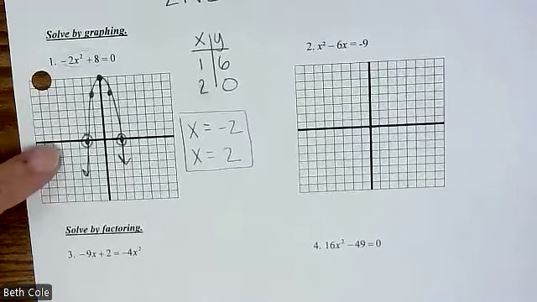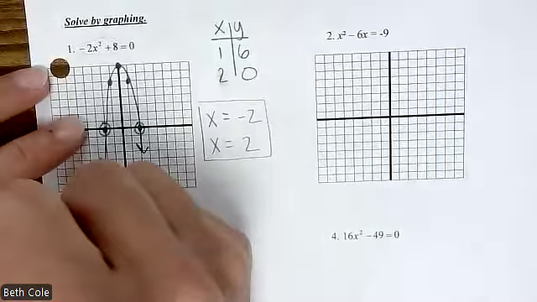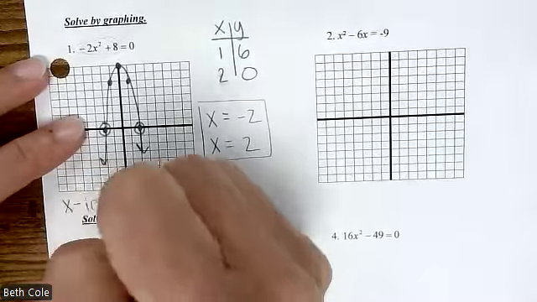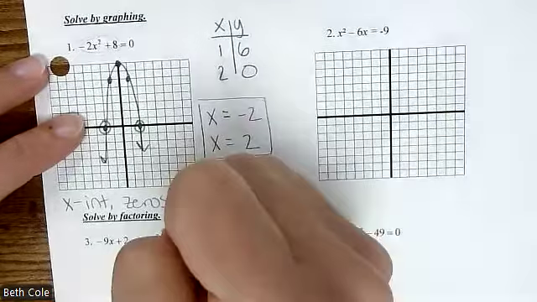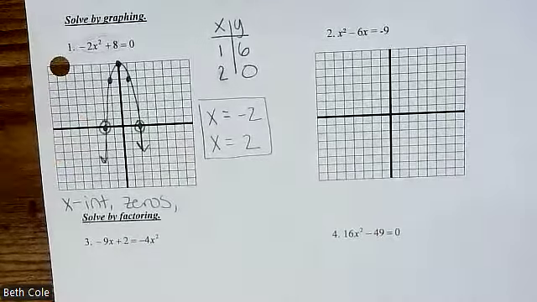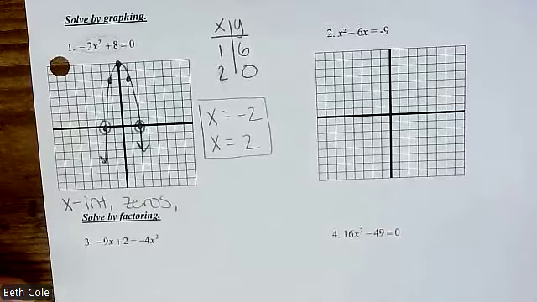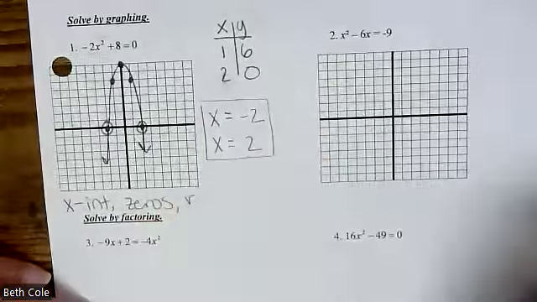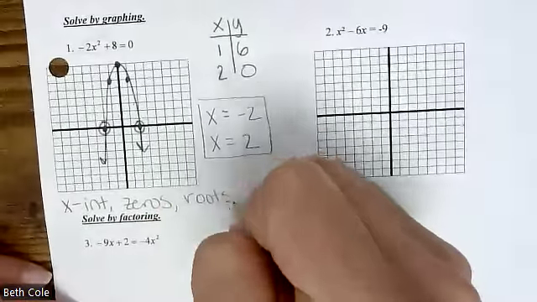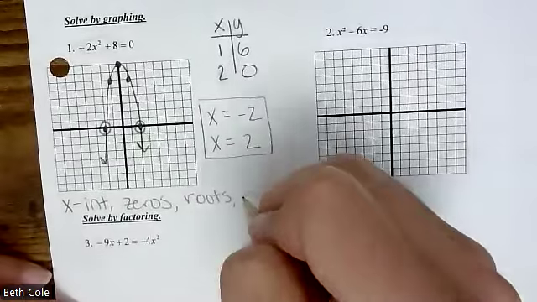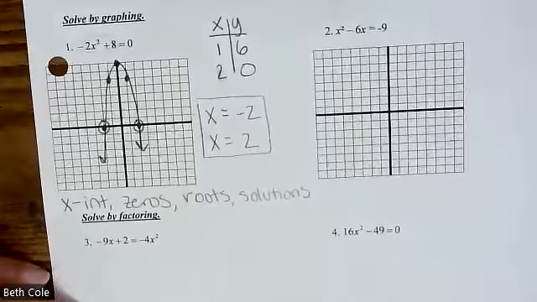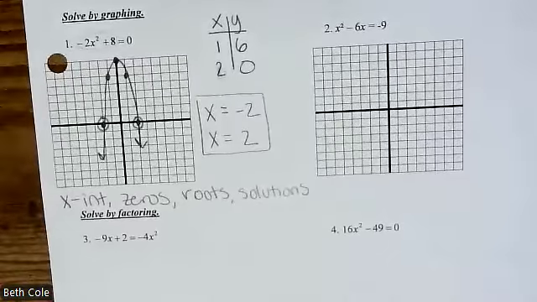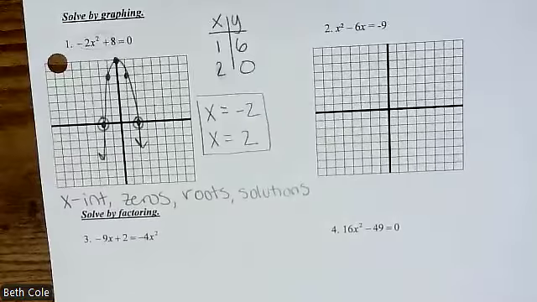Let's review what else they're called, though. Maybe I'll just write this off to the side. They're called x-intercepts. Good. They're also called zeros. Does anyone know what else they're called? We have like a lot of words for the same thing here. One begins with an R. Roots, good. And then the last one is solutions, which means like answers, like the answers to the question. But those all mean the same thing. You're finding where the graph touches the x-axis.